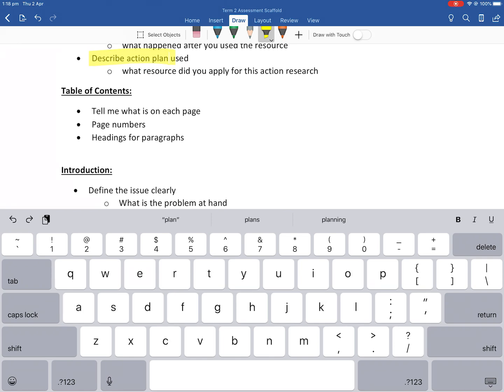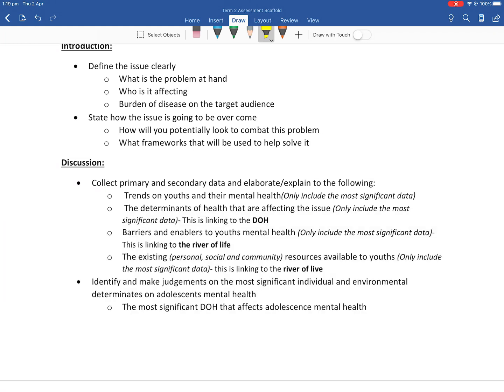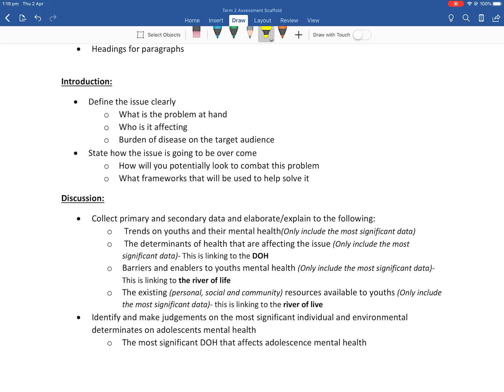Again, the table of contents: you are well aware of how to create one of these. It's very much self-explanatory, I would feel. Now, moving on to our introduction. This introduction is slightly different to the last one that we produced in Term 1. This one will probably only contain a small amount of secondary data, and that secondary data might fall in around this burden of disease here. So secondary data probably links here.